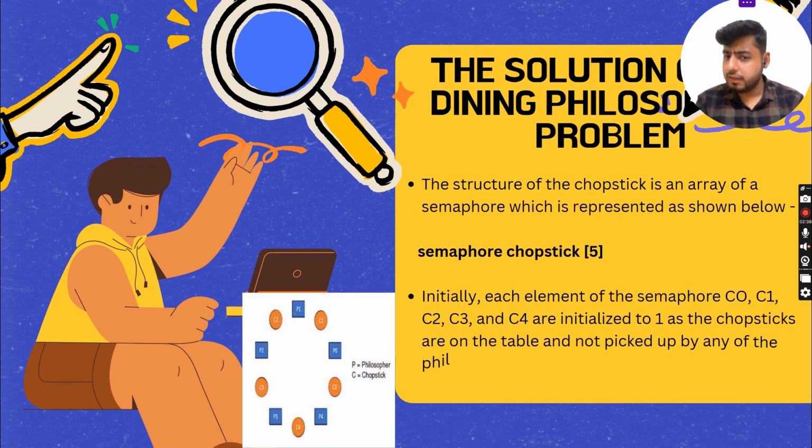Now we will see the structure of the chopsticks, which is an array of semaphores, represented as shown below: semaphore chopstick[5]. So there is an array of chopsticks. Initially, each element of the semaphore, C0, C1, C2, C3, and C4, is initialized with 1, as the chopsticks are on the table and not picked up by any of the philosophers. If anyone picks one, then the value of that chopstick will become 0.